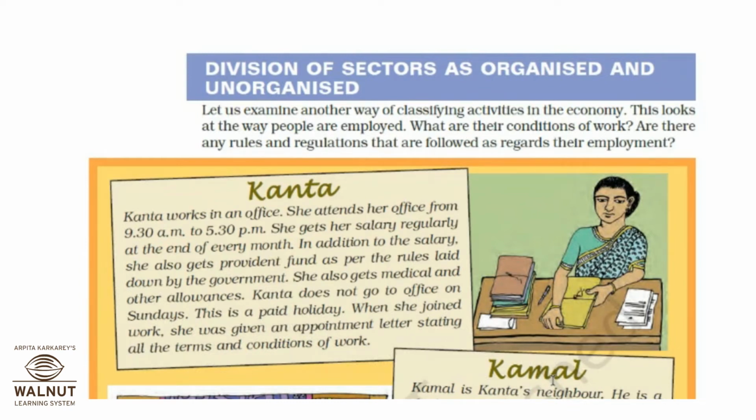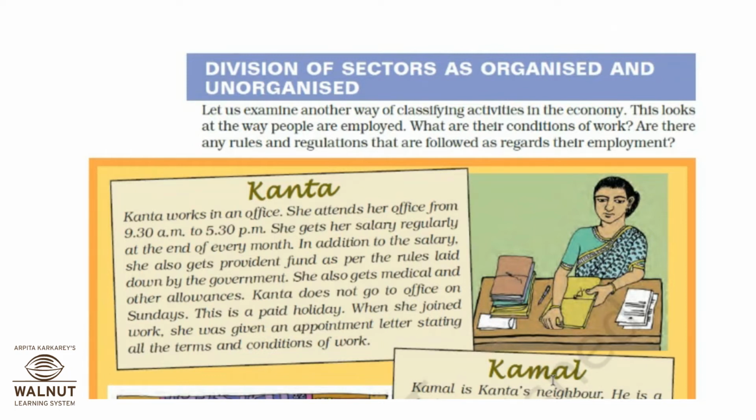Remember these. If the timing is given, that means the timing is fixed, the salary is fixed, and the rules of the government are followed. This you understand from the first three sentences I have read. She also gets medical and other allowances. So she gets different medical facilities.